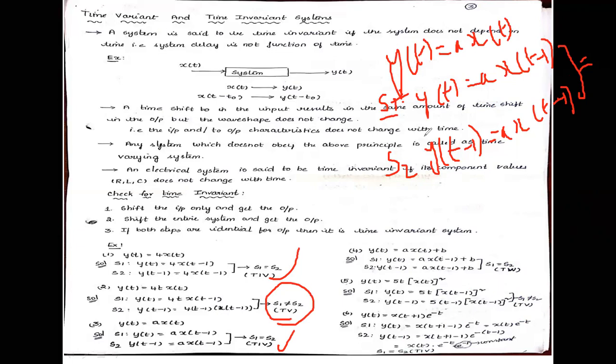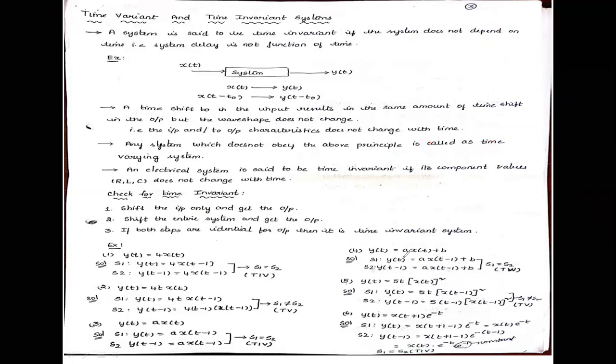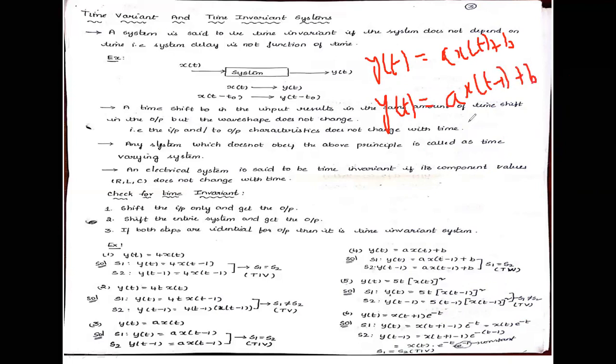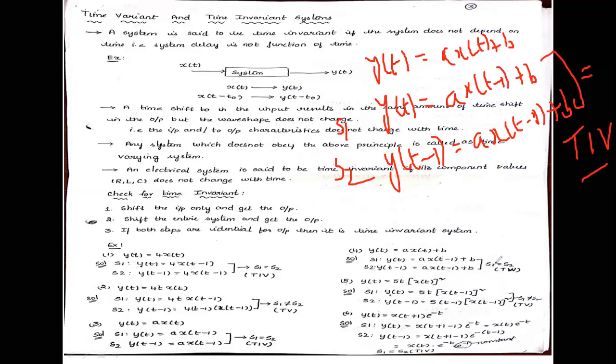Okay, my dear students. Now coming to the fourth one, you can see y of t is equal to a into x of t plus b. Previously the same function was given for linear and non-linear, where adding b made it non-linear. But here, even though it has two terms, the input is delayed: a into x of t minus 1 plus b as step 1, and in step 2, the entire system is delayed by 1 sample: a into x of t minus 1 plus b. So both are equal here. So it is a time invariant system only.